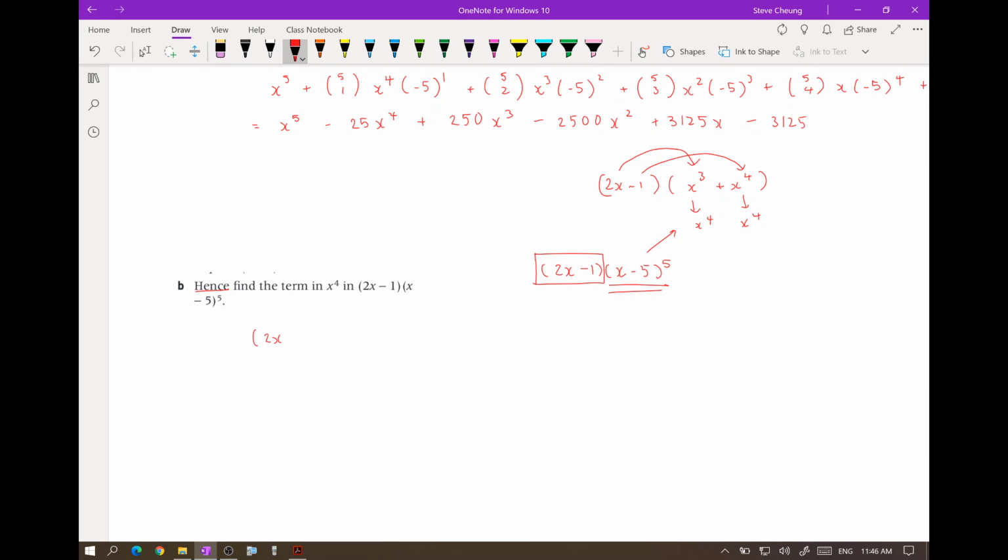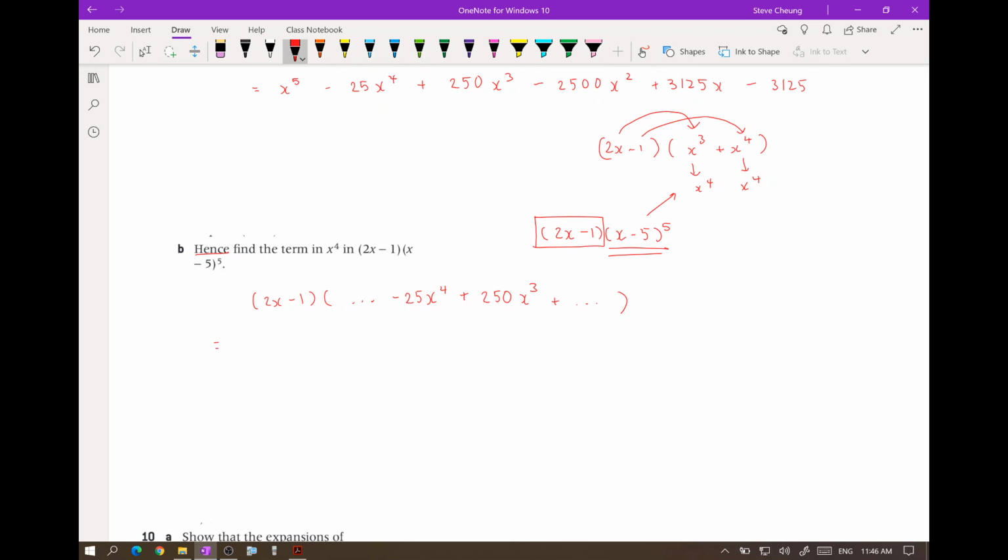We only need 2x minus 1 times dot dot dot minus 25x to the power of 4 plus 250x to the power of 3 plus dot dot dot. Okay, we don't need the rest of the terms, because if we multiply 2x to any of the other terms, it won't give me x to the power of 4.